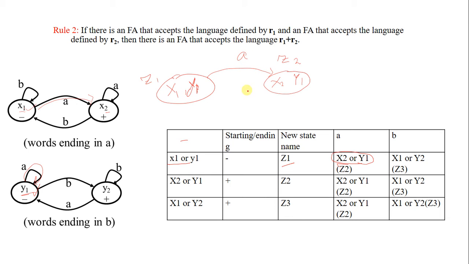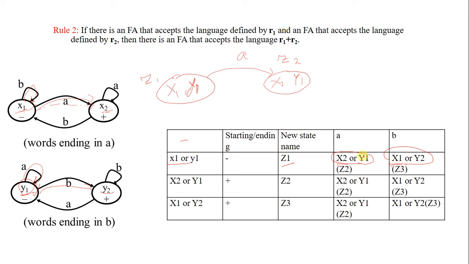Now we look at letter B. If you are at x1 and you read letter B, you stay at x1. So I write x1 here. Similarly, if you are at state y1 and you read letter B, you move to y2. So again, this is a new combination, and I call it z3.